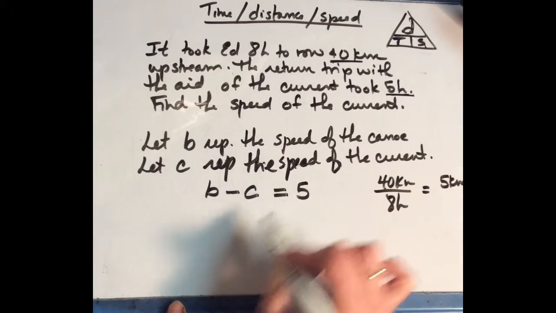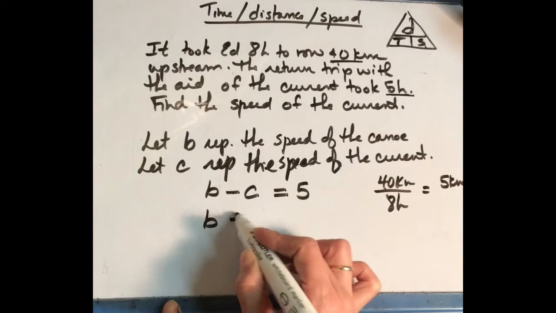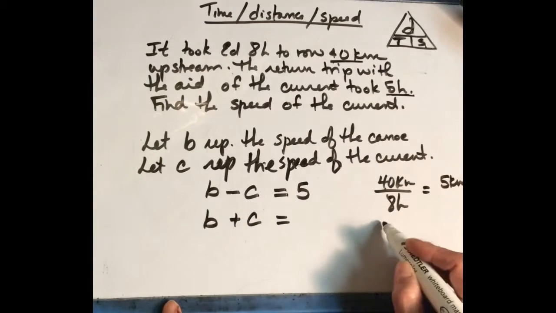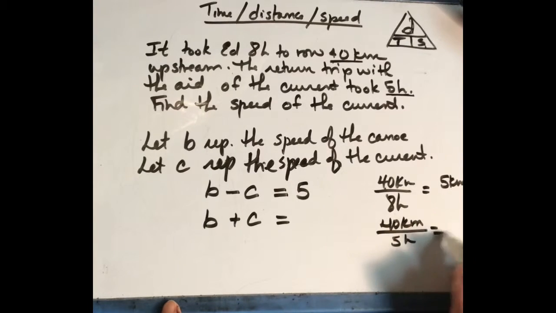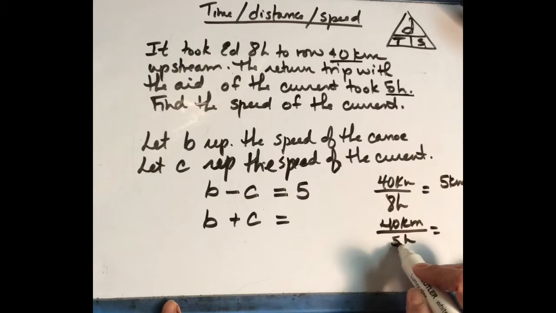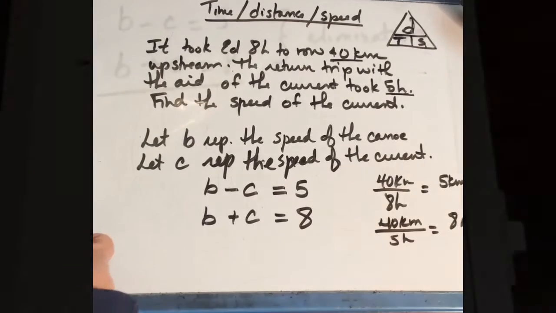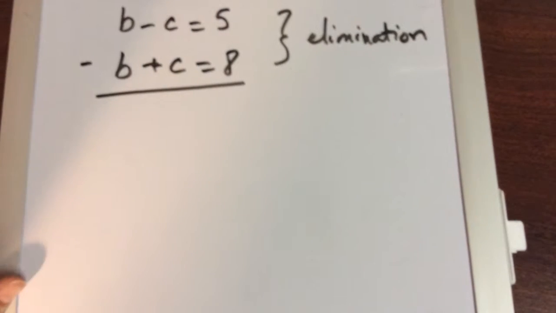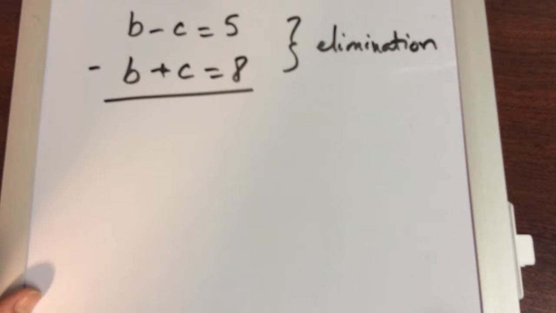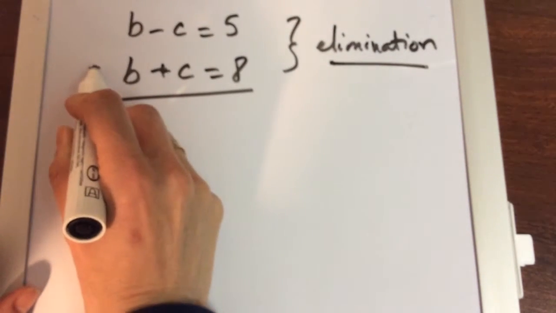So we can put 5. With the aid of the current, it took 5 hours. So now the current is helpful. And let's just put here, the distance is still the same. The time is reduced. And so you've got 40 over 5 is 8 kilometers an hour. And we can put 8 over here. And now what we have is B minus C equals 5 and B plus C equals 8.